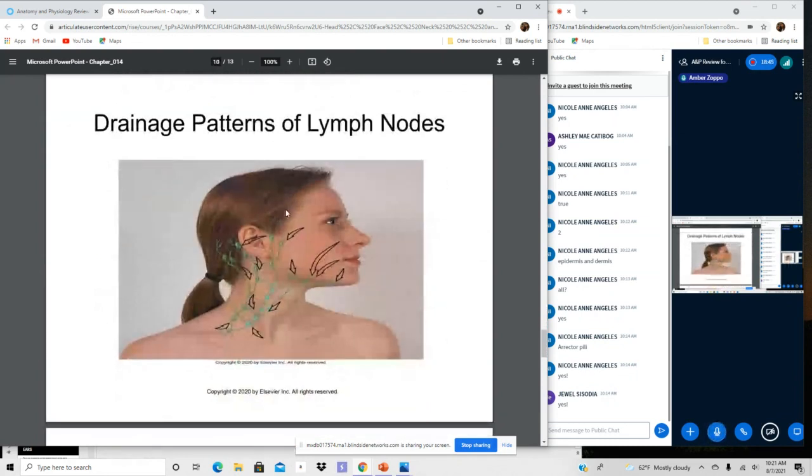Okay, here, so this is the drainage pattern. See how the arrows are showing that it's going from the center to the outside, and the lymph nodes kind of form a ring around the head.